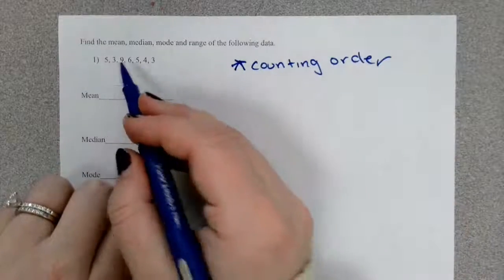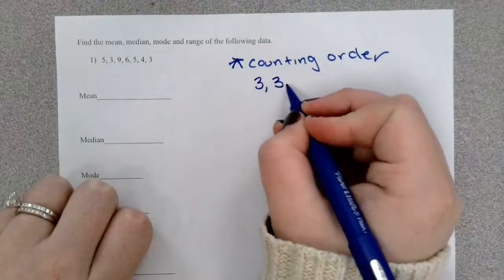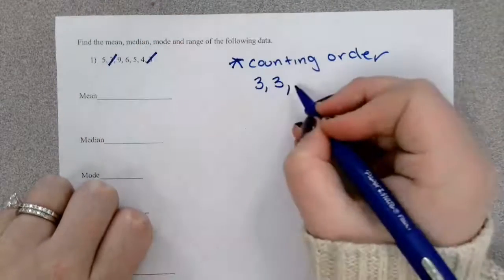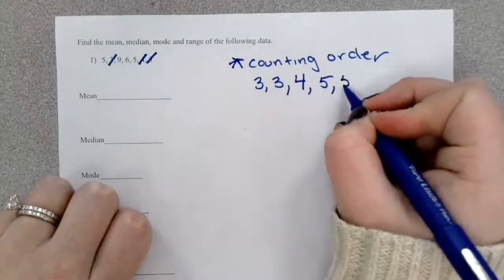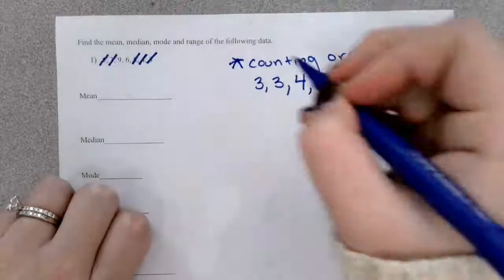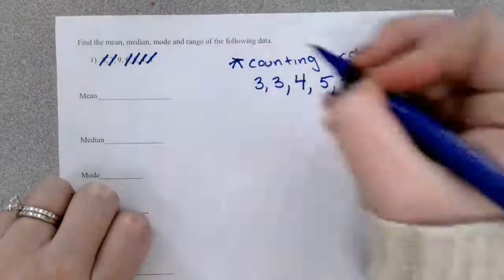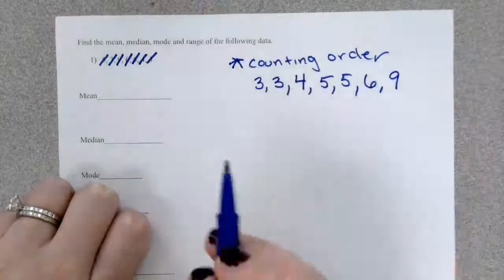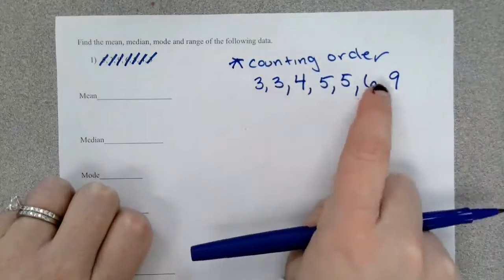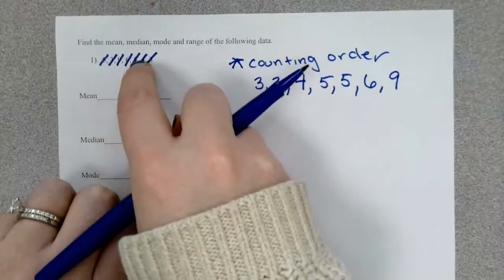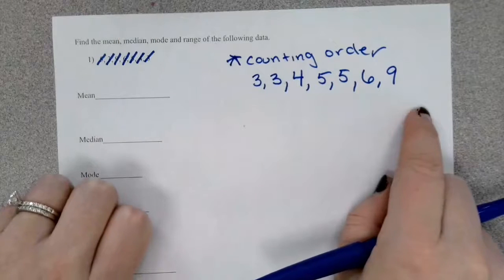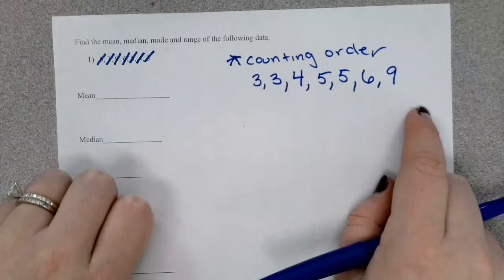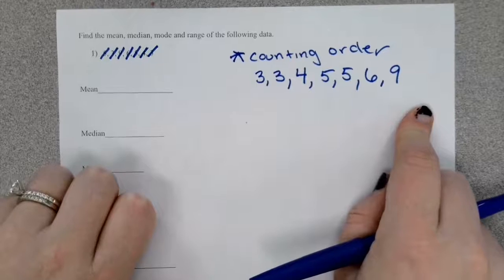So let's start. We have a 3 and a 3. I have a 4. I have a 5 and I have another 5. I have a 6 and I have a 9. And let's double check. 1, 2, 3, 4, 5, 6, 7. Good. You should always cross them off as you rewrite them, just like I did, because I promise you, you'll probably miss one if you're going too fast.